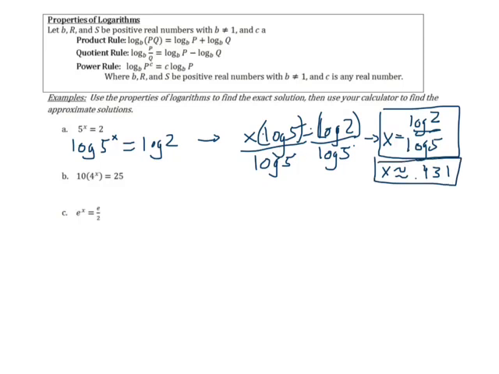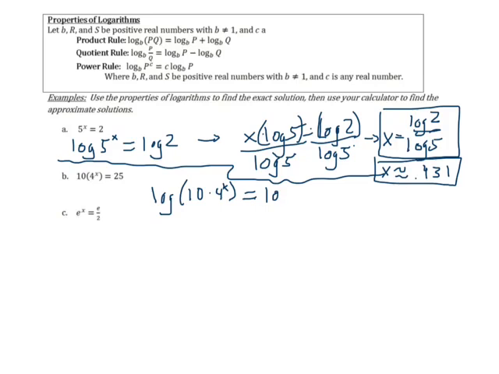All right, well, let's try this next one here using our properties of logarithms. All right, so let's do the same idea now. Let's take the log of both sides. And we have log of 10 times 4 to the x equals the log of 25. All right, well, we can rewrite this as a sum, because if we have a log of a product, we can rewrite it as a sum. So this is the log of 10 plus the log of 4 to the x equals log 25.